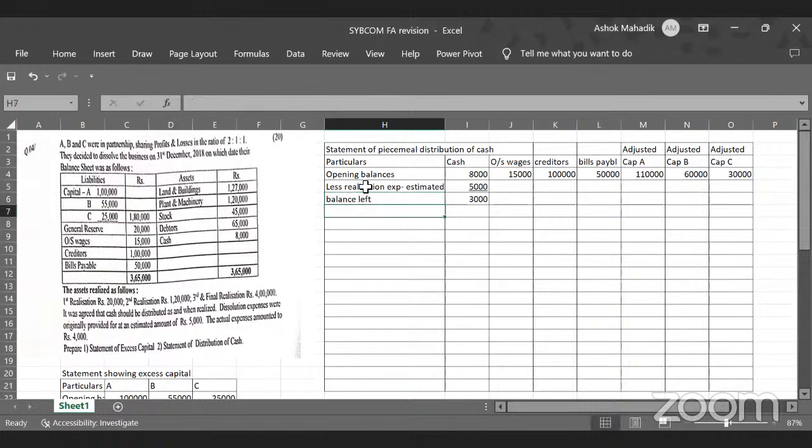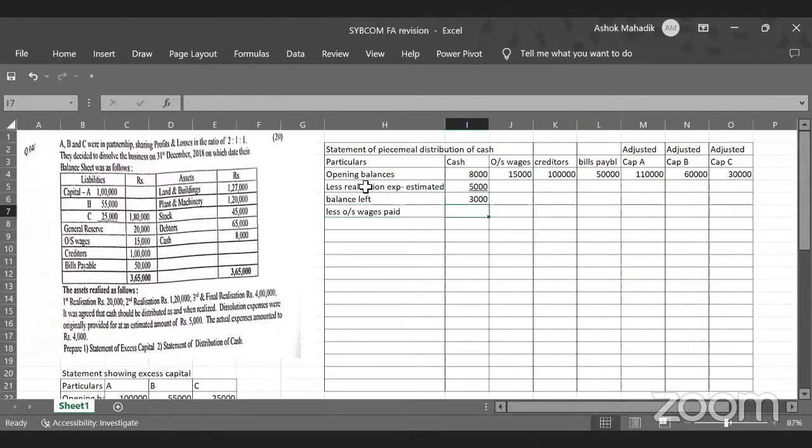Okay. Now, once realization is done, now we have to look at the order of payment. I told you preferential liabilities are to be paid next. Preferential liability includes government taxes, income tax, sales tax, wealth tax, okay, or outstanding wages, outstanding salaries. So we have outstanding wages. So we should pay them first before paying creditors or any other secured or unsecured. So let us pay outstanding wages. So less outstanding wages paid.